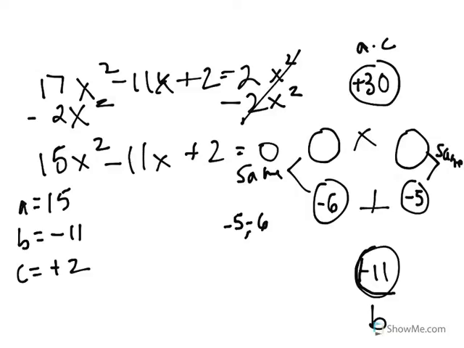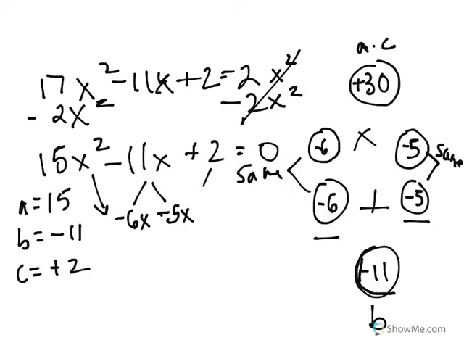Now, the same numbers are going to go up top. So, negative 6, negative 5. Okay, great. I'm just going to erase this really quick. Okay, so these two numbers, remember, are what we split our B value into, okay? So we're going to split our B value into negative 6x minus 5x. And then we just drop these two down, remember? And then we have 15x squared.